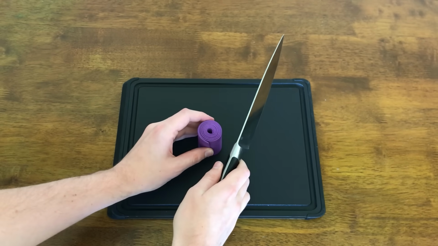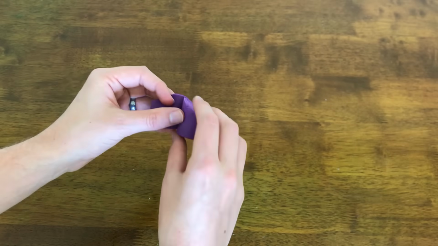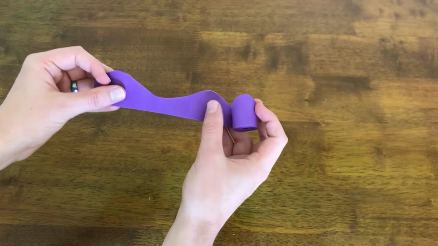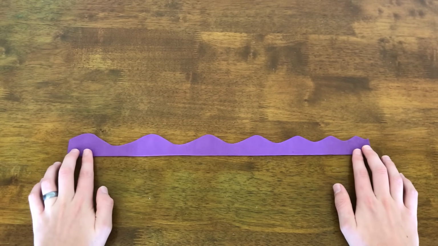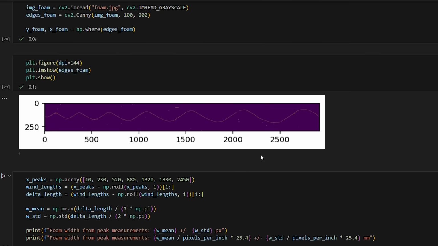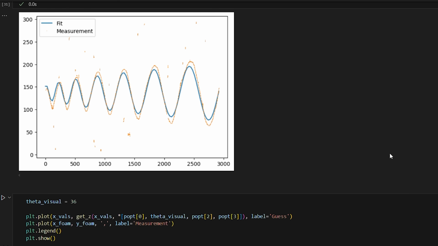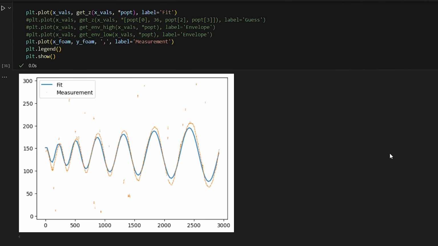I wound up this piece of foam, cut it around 45 degrees, and then unwound it and took a picture. I used a ruler in the picture to estimate the pixels per inch, and then ran the image through an edge detector, and converted the pixels to XY coordinates. Then I entered our equation and found the parameters that fit the image best. You can tell visually that it fits the data pretty well.